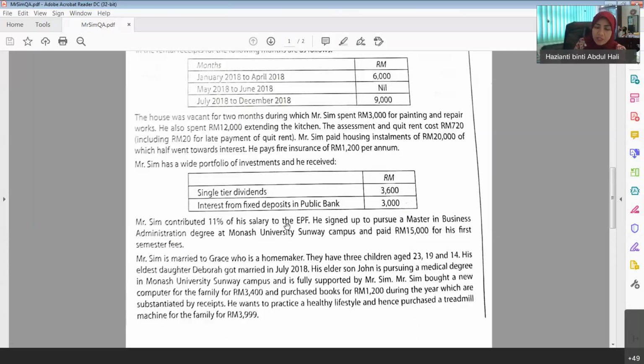So starting from this paragraph, contributed to EPF, signed up for master. You have to check the personal relief that Mr. Sim is entitled to. He is married to a homemaker, so we know Mr. Sim will claim the wife relief if he does a combined assessment. Then the children, you look at the age. Then the computer, purchase of books and also healthy lifestyle are all under lifestyle relief.